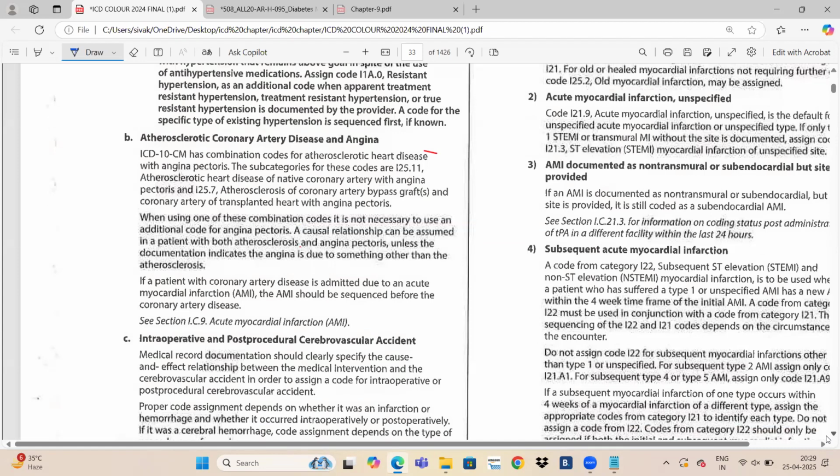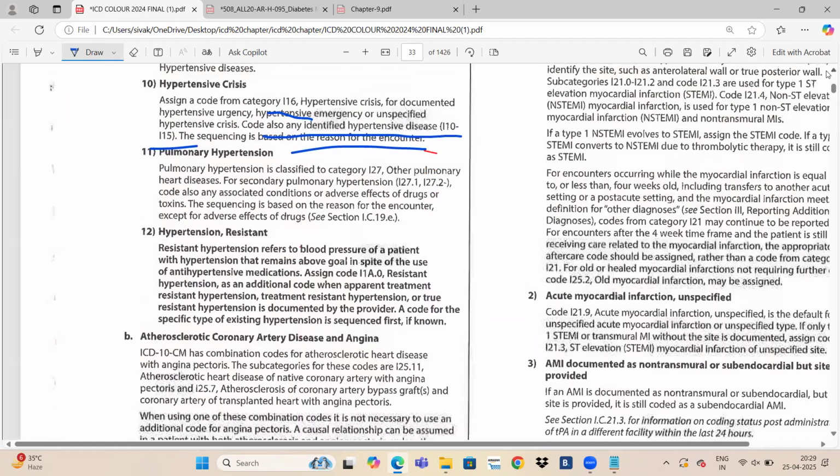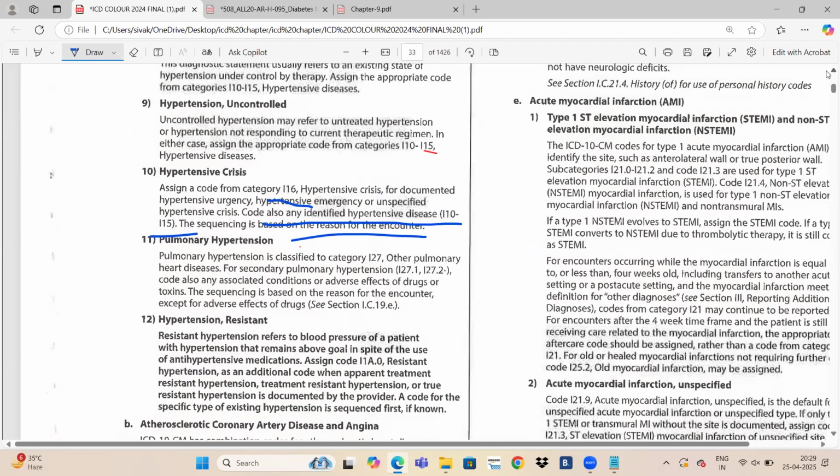Or we need not separately combine documentation of hypertension. Actually, we have a combination code for hypertension and heart failure only. Hypertensive urgency or emergency is a separate code. Only for the type of heart failure, unspecified hypertension and heart failure, you can give a combination. Secondary hypertension, hypertensive retinopathy, these are all separate hypertension.